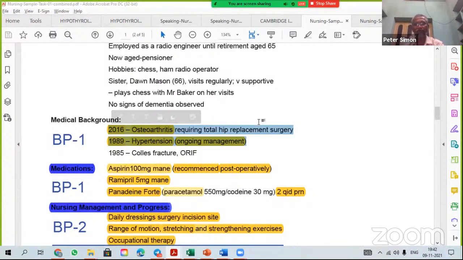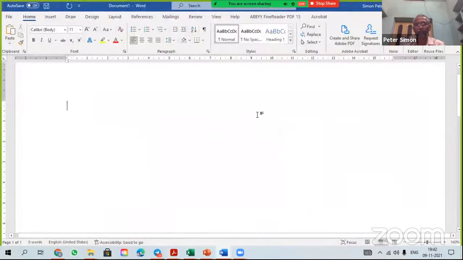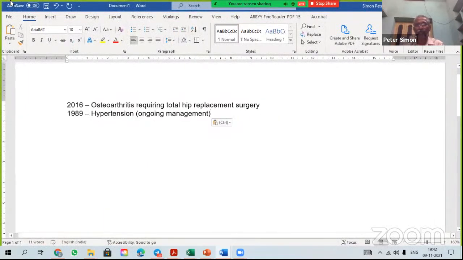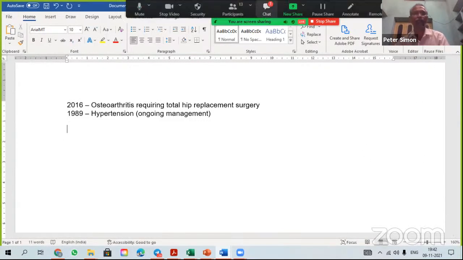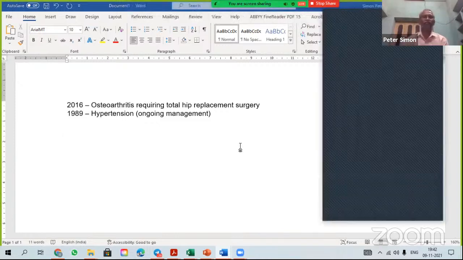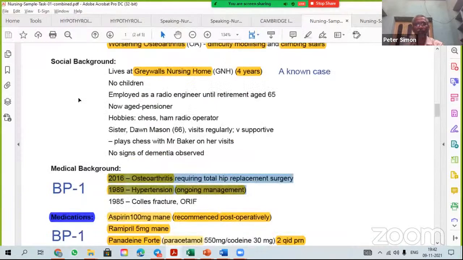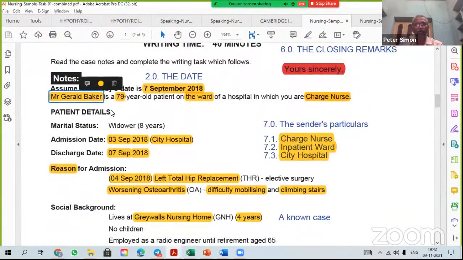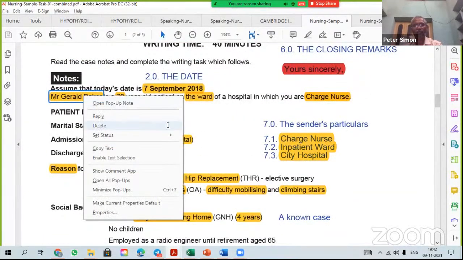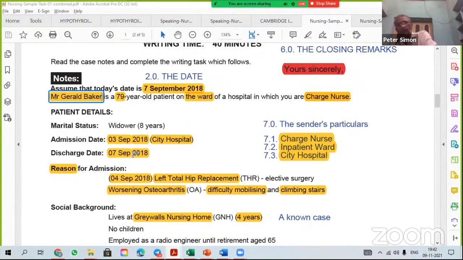Those two points I have mentioned here. Yes, you can write, Sinju. Now let us see here. The name of the patient also. We'll take this special case notes, Gerald Baker. So let us take this patient only now. So Mr. Gerald Baker.